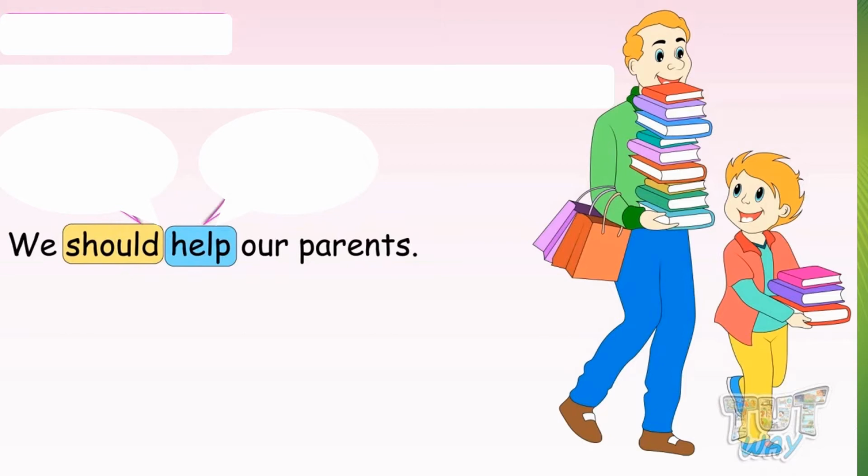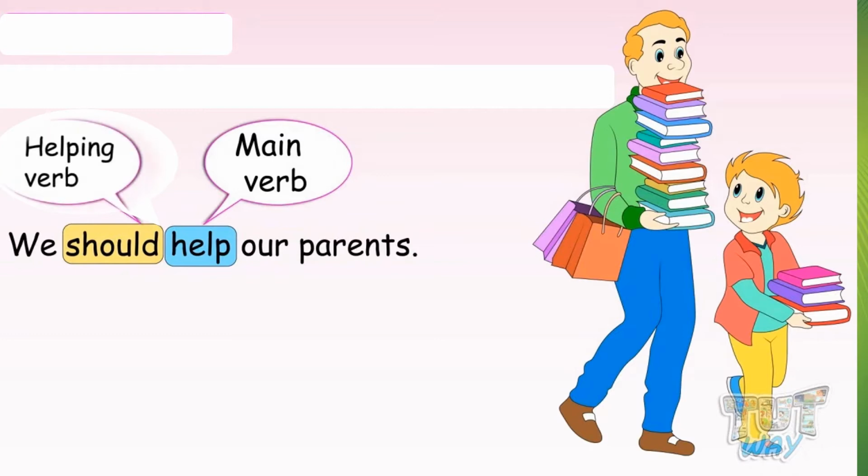Okay. So first of all we will see about the help. So help is here the main verb. It is the main verb in this sentence. We help our parents. If you read in this way, we help our parents. And if you read with we should, then you can see the meaning of this sentence changes. Okay. So should is here a helping verb. It is a helping verb. So it helps to give more meaning to that main verb. How's that? We will see in the next slide.